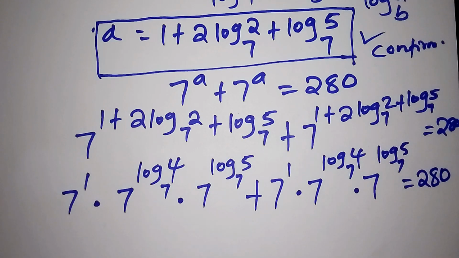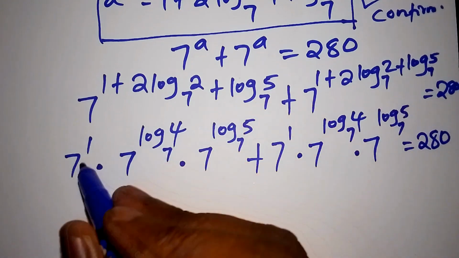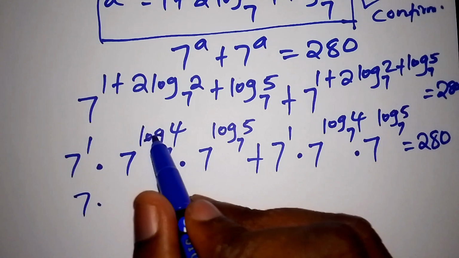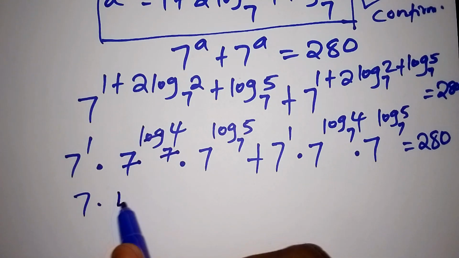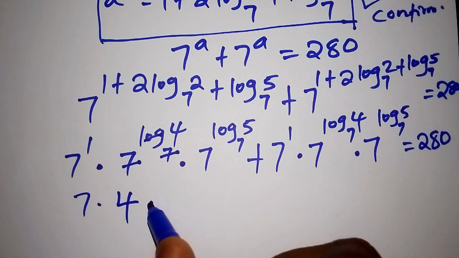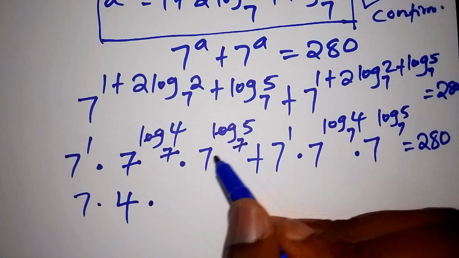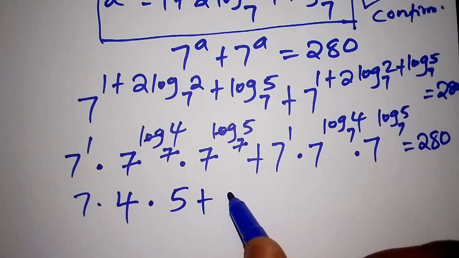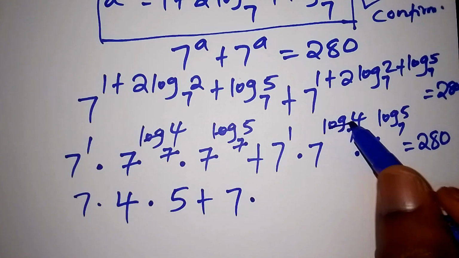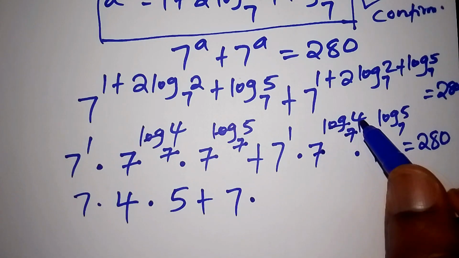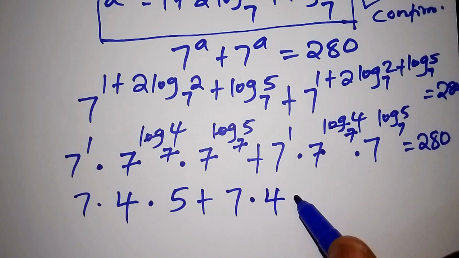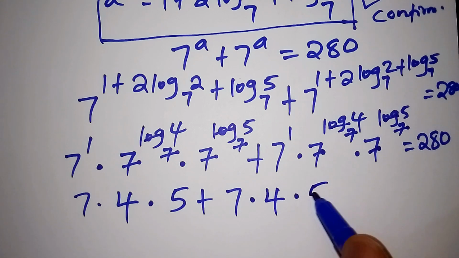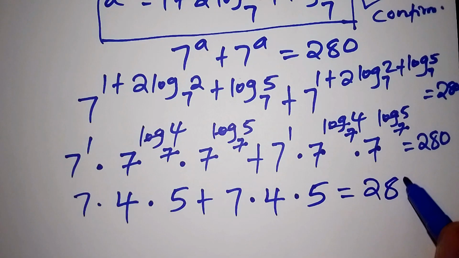280. Let's now confirm. 7 to the power of 1 is 7, multiplied by, the log to the base of 7 cancels this 7, so we have 4, then multiplied by, the log to the base of 7 cancels this 7, 5. Then plus, 7 to the power of 1 is 7, multiplied by, the log to the base of 7 cancels this 7, so we have 4, then multiplied again by 5, which is equal to 280.